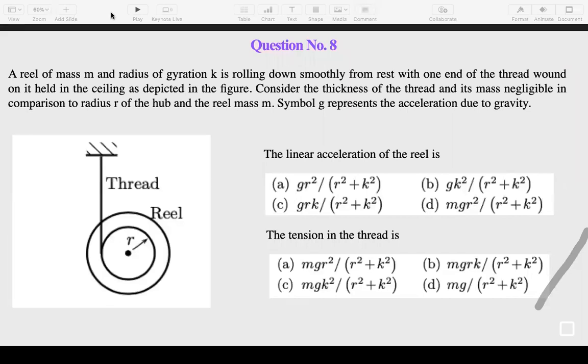So wherever there is mass in a rotary motion, it is the mass moment of inertia I, and wherever there is acceleration a in linear motion, it is alpha in rotary motion. So remember these things.